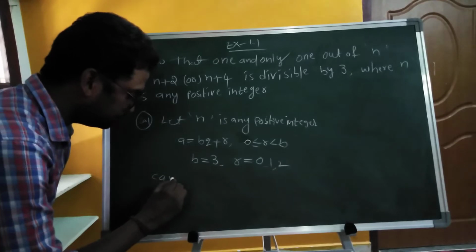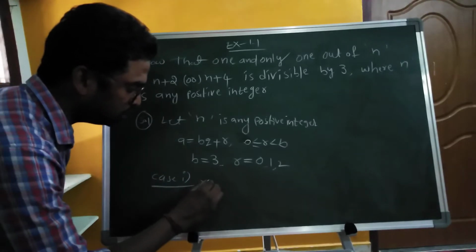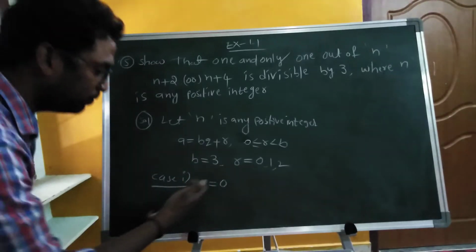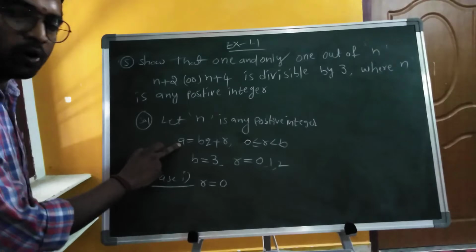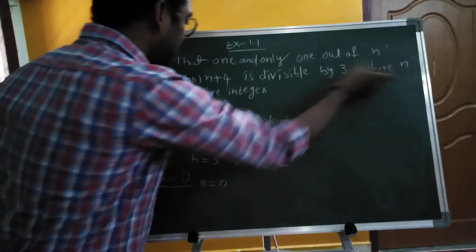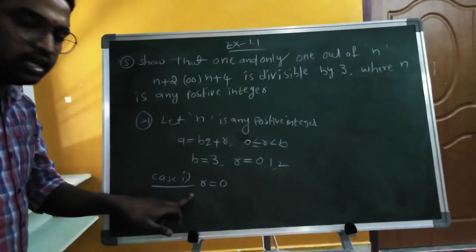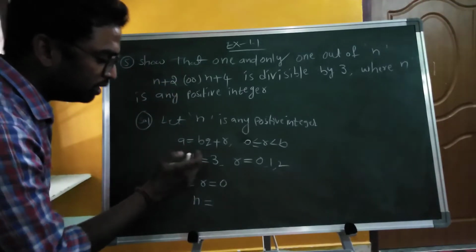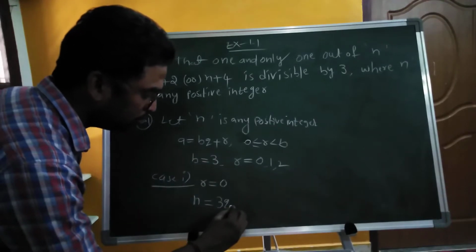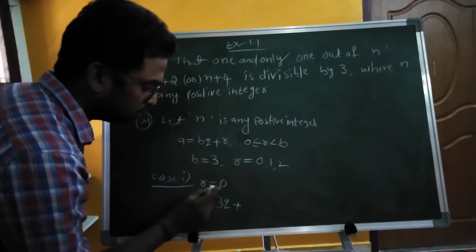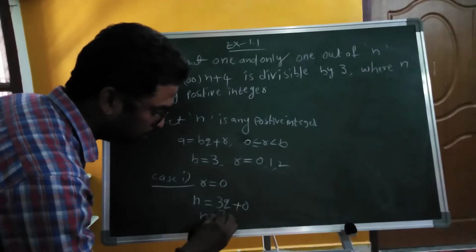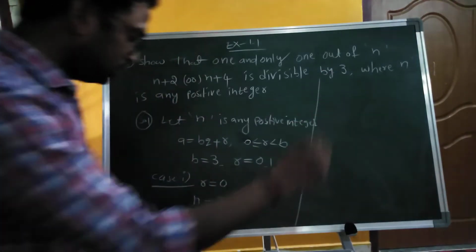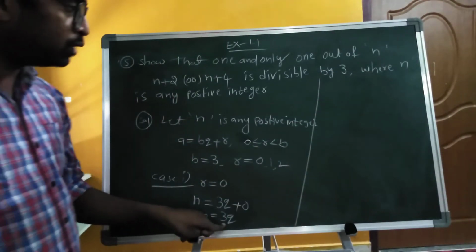Now case 1, r is equal to 0. If we are taking r is equal to 0, that time a means here the positive integer, right? That means where n is any positive integer, that means a is equal to n here. B means 3, as it is, write down q, and r is equal to 0. So n is equal to 3q. See, n is equal to 3q, it is divisible by 3.